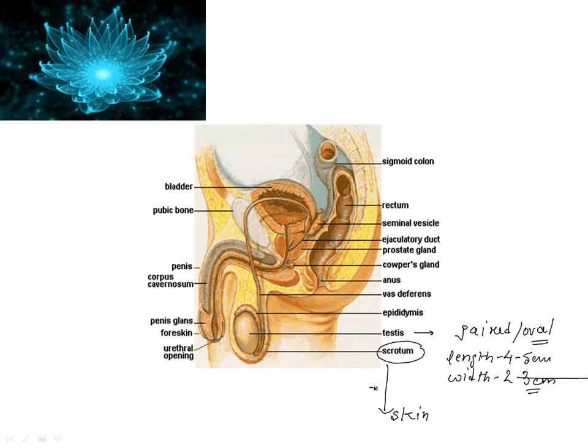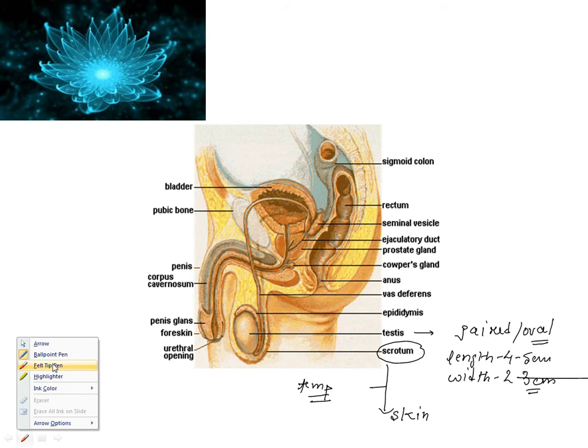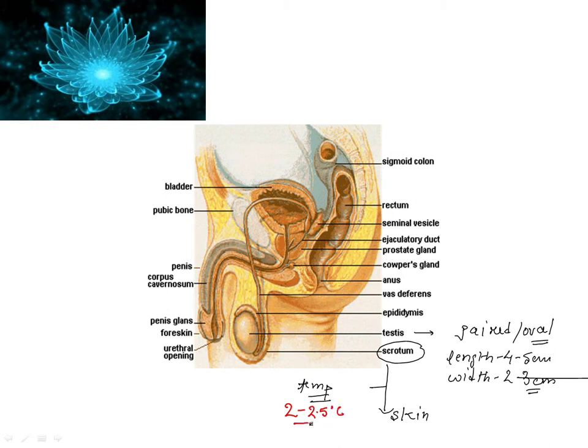Here the temperature is somewhat lower in comparison to normal body temperature, lowered by 2 to 2.5 degrees centigrade. This lower temperature is required for the formation of sperms, which is called spermatogenesis, and this is the reason the testes are present in the scrotum.